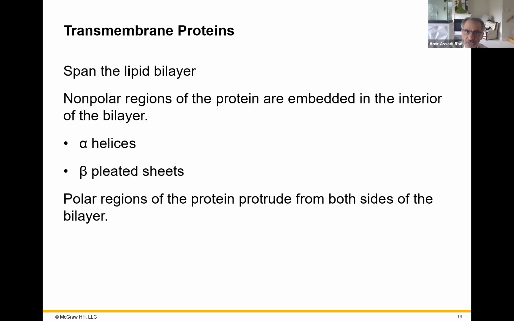So nonpolar regions of the protein molecule: this would be the nonpolar region, this would be the polar region, and this would be the nonpolar region of the protein molecule. Remember, this is the phospholipid bilayer. So this end is inside of the cell. This end is hydrophilic. This end, my nail, is hydrophilic. But right here, it's hydrophobic, the protein molecule.